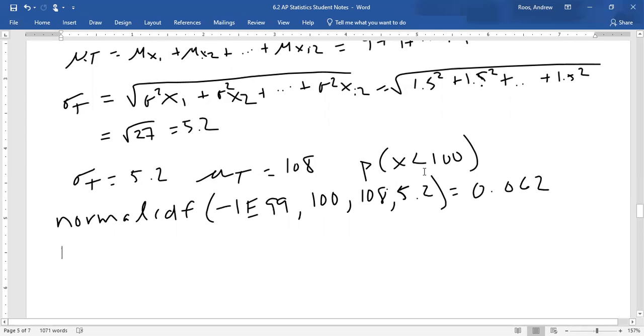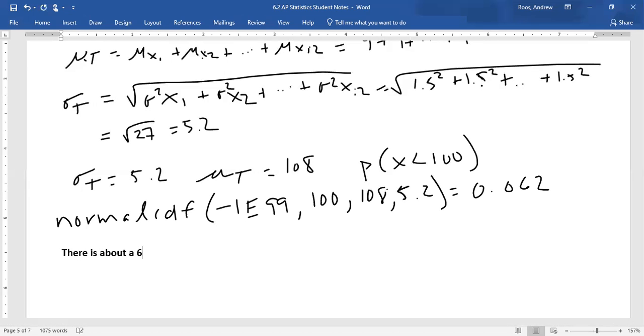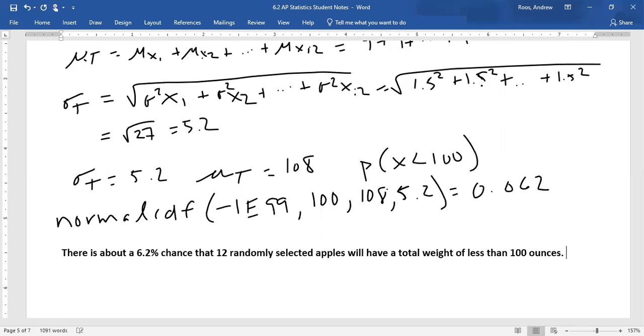Okay. So then for the interpretation part, I'll backtrack a little bit. Once you have this information, if you didn't want to use the normal CDF, you could have found the Z-score and used table A. Okay. So interpretation, there is about a 6.2% chance that 12 randomly selected apples will have a total weight of less than 100 ounces.